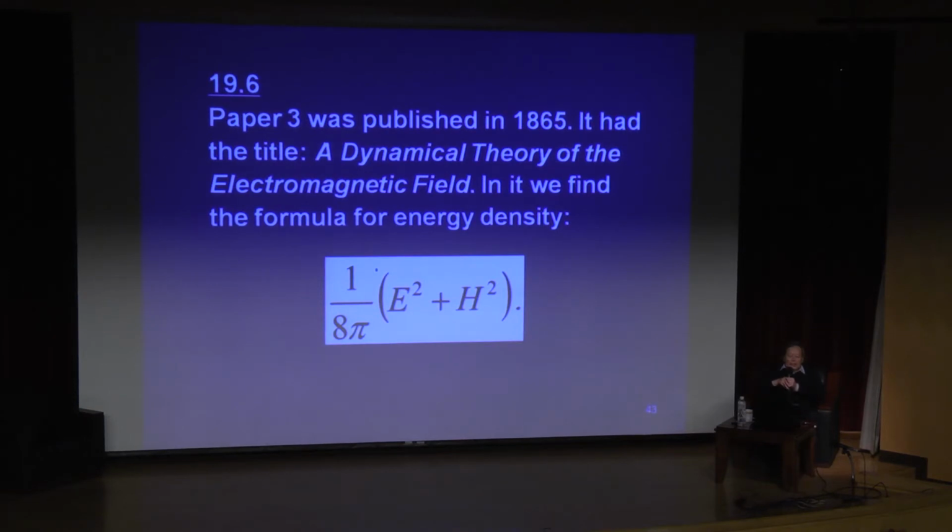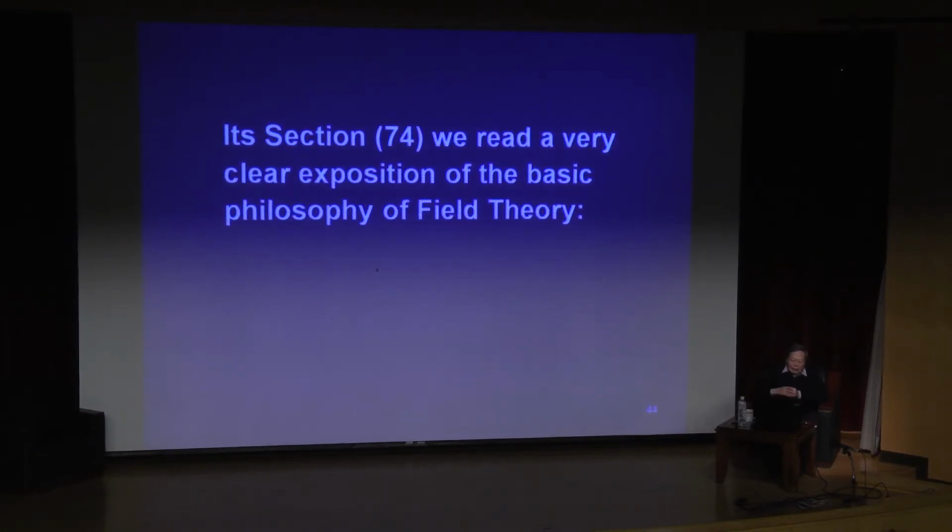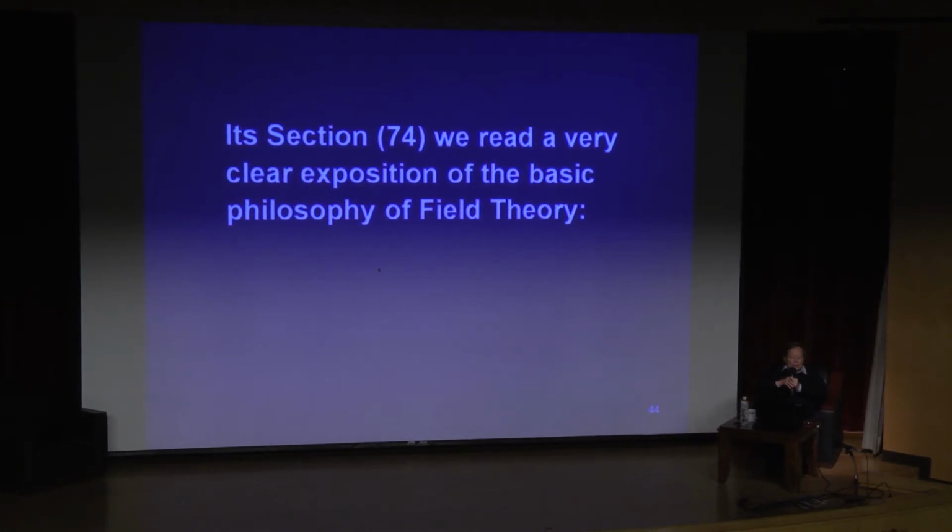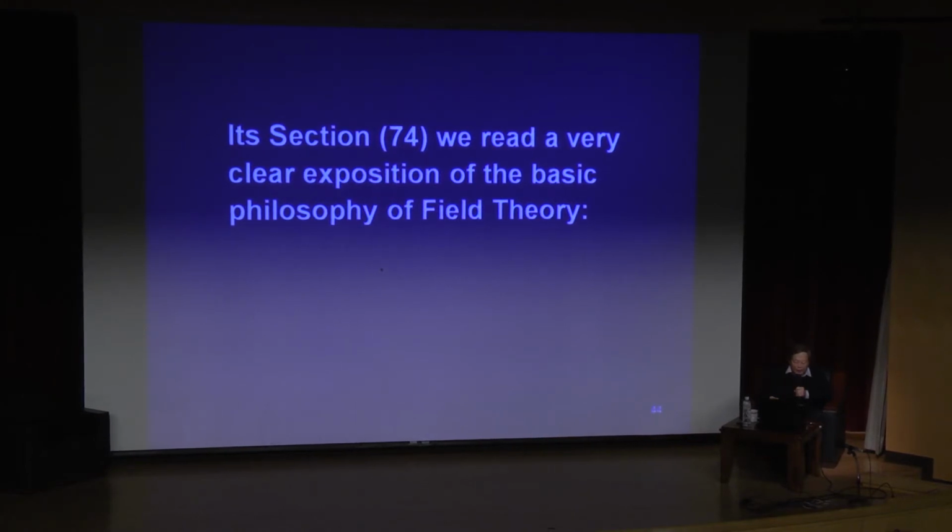Paper 3 was published in 1865. It had the title, A Dynamical Theory of the Electromagnetic Field. In it, we find the formula for energy density, which we teach to our students today, 1 over 4 pi times E squared plus H squared. In section 74, we read a very clear exposition of the basic philosophy of field theory.